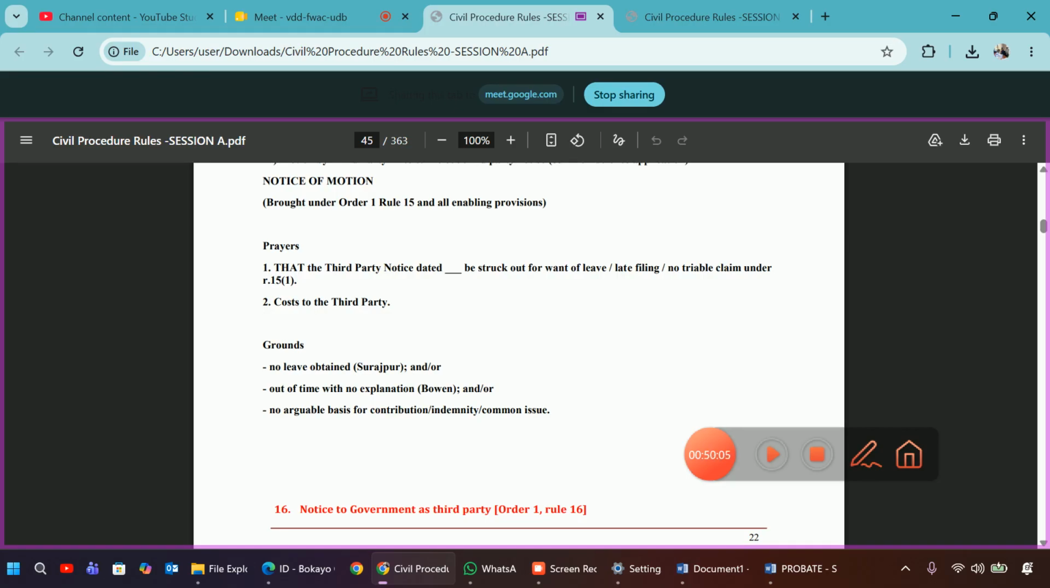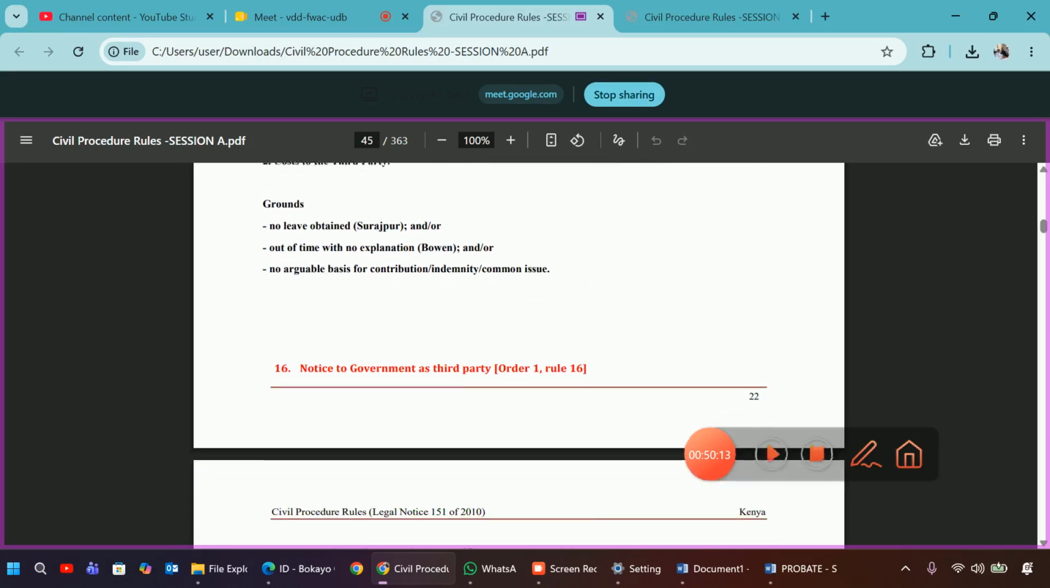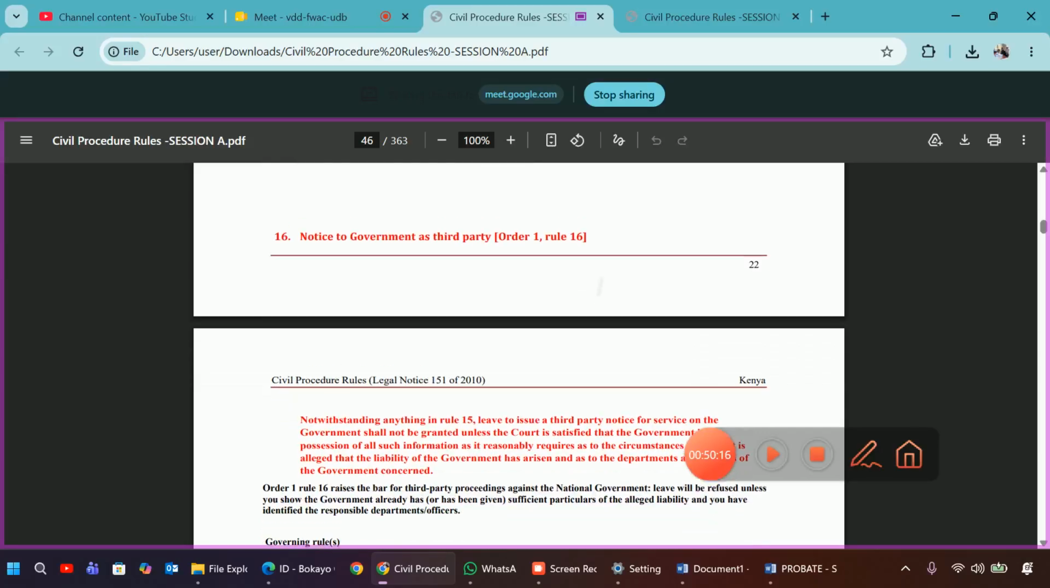What is the ground that you are relying on? No leave obtained, and the same is out of time with no explanation and no arguable basis for contribution or indemnity or no common issue.